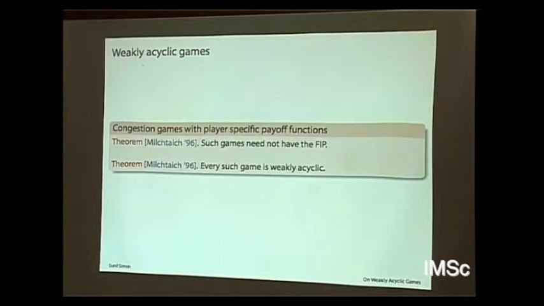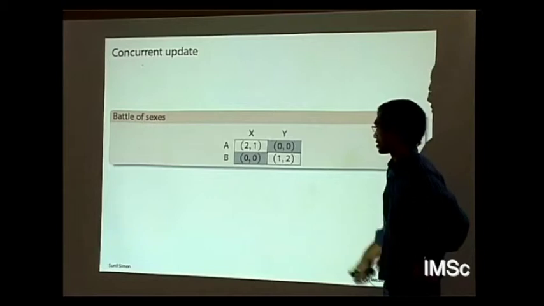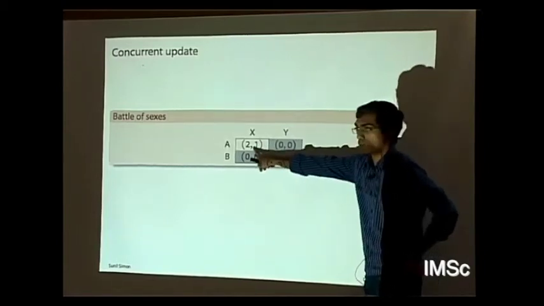One important point in both potential games and weakly acyclic games is the property that you let exactly one player update at a time. Suppose you take the standard game of Battle of Sexes. This game has two equilibria. This is one equilibrium and this is one equilibrium.